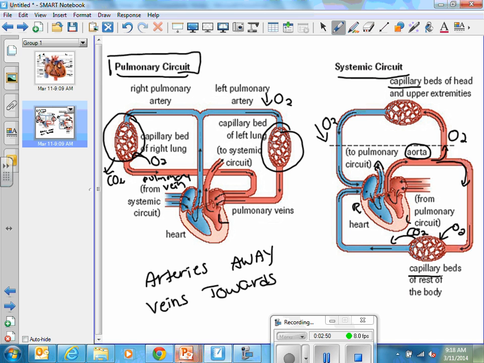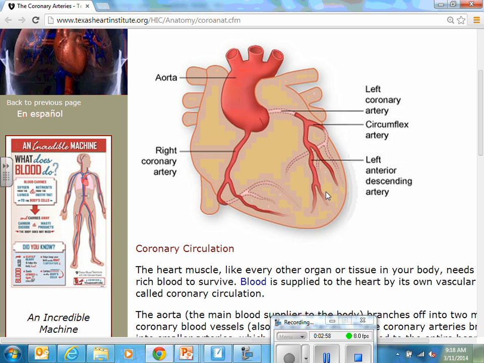There is a third circuit in our body. So we've got pulmonary, that's heart to lungs. Systemic is heart to the rest of your body. There's also a circuit that's just heart, your heart pumping blood to its own muscles. So your coronary circuit is when we take the oxygenated blood and pump it into the actual heart muscles themselves.